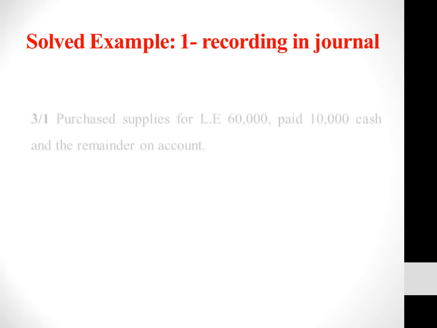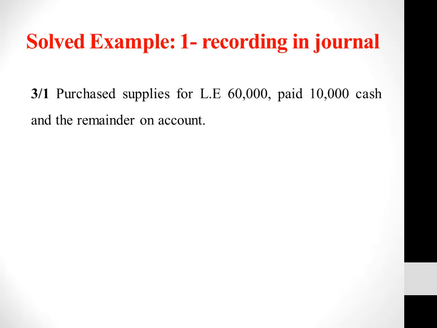On the 3rd of Jan, purchased supplies for 60,000, paid half, or 10,000, sorry, cash and the remainder on account. This means that we have purchased supplies that worth 60. We only pay 10,000 on the 3rd of Jan and there is still 50 to be paid later. So the journal entry will be as follows.